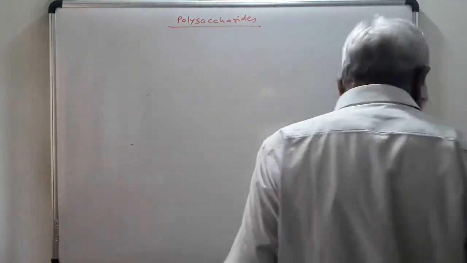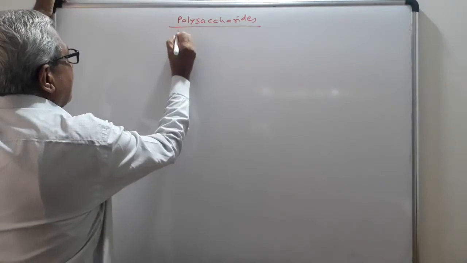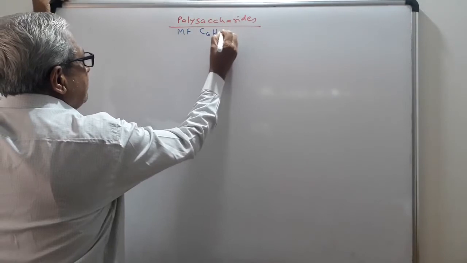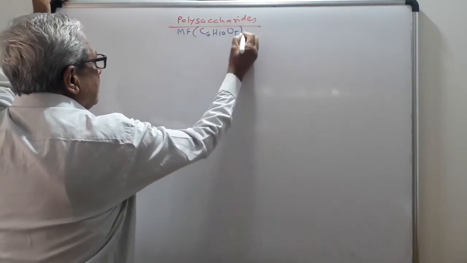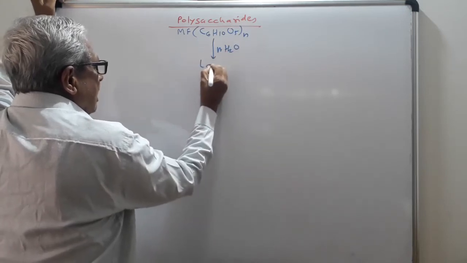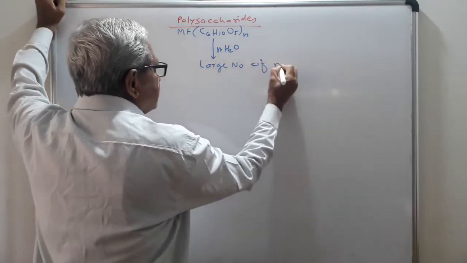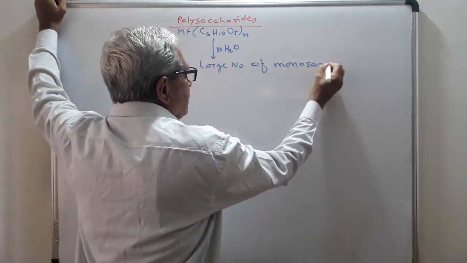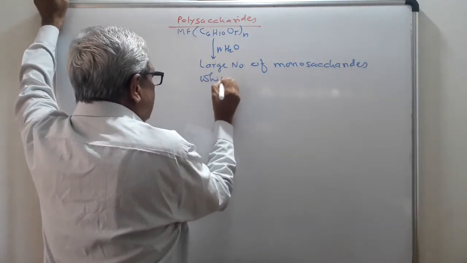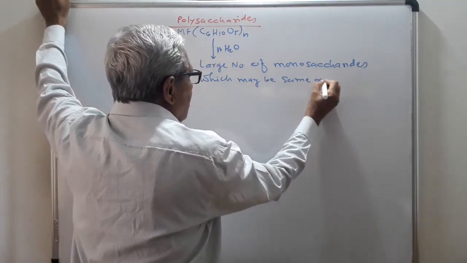Now we are going to learn polysaccharides. Polysaccharides have the general molecular formula C6H10O5N. These on hydrolysis give a large number of monosaccharides, which may be the same or different.